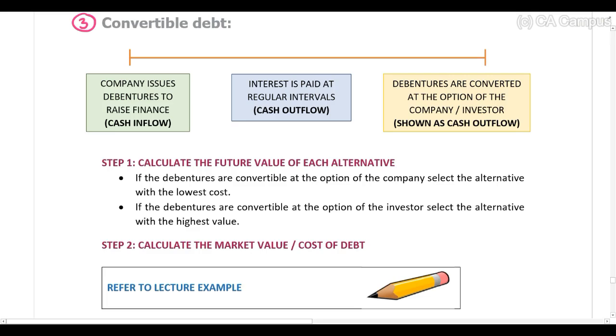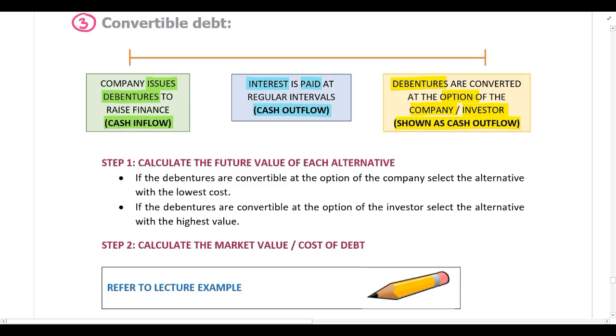So with convertible debt, the company is going to issue debentures in order to raise finance. So investors will buy the debentures, and that will result in a cash inflow for the company. Then over the period, interest is going to be paid at regular intervals, and that is obviously going to be a cash outflow. And at some point in the future, the debentures are going to convert either at the option of the company or the investor. And we show that as a cash outflow in our calculations.